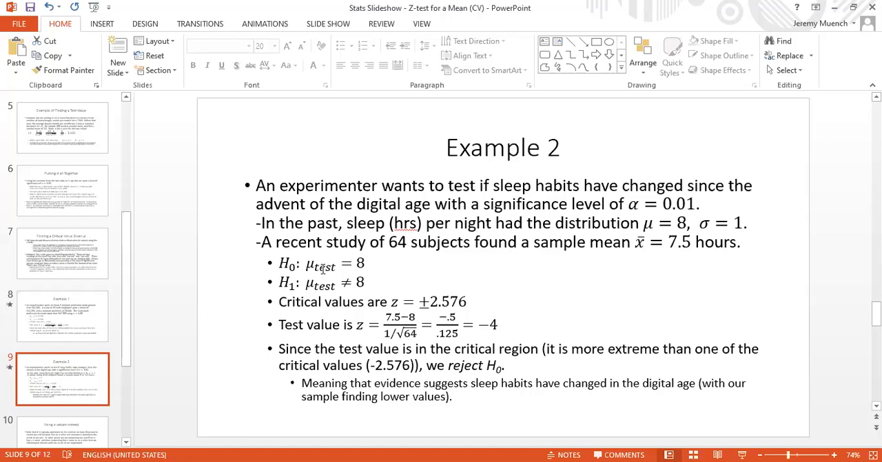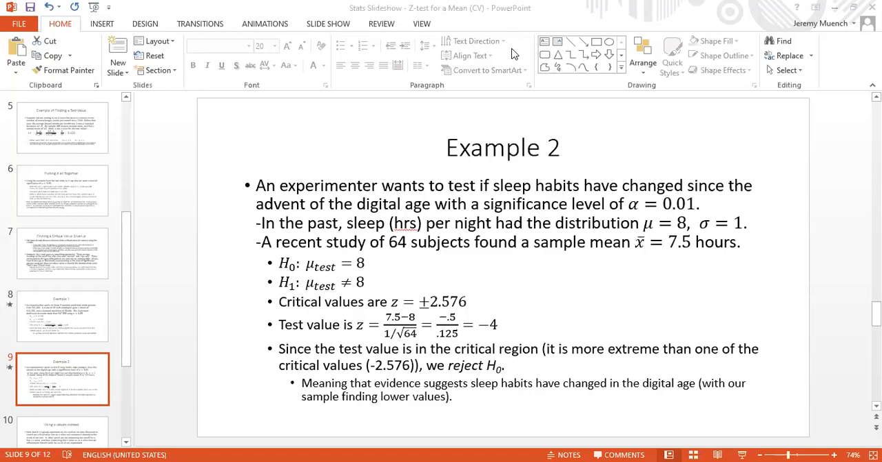Our null hypothesis is that the mean we're testing should be 8. The alternative is that the mean is not 8, because we're just looking to see if there's a change, a difference. So it's a two-tailed test, with alpha of 0.01.